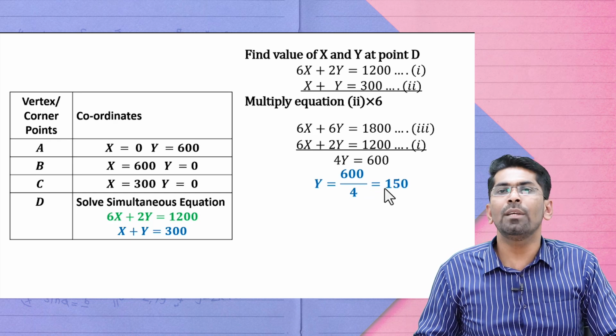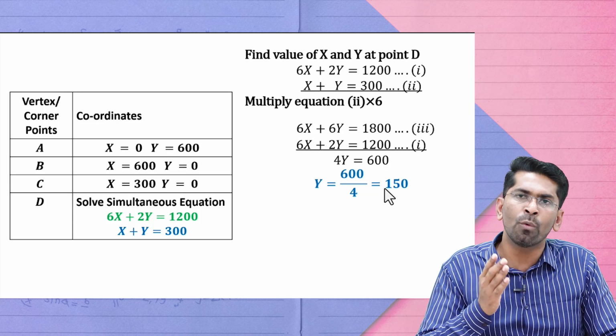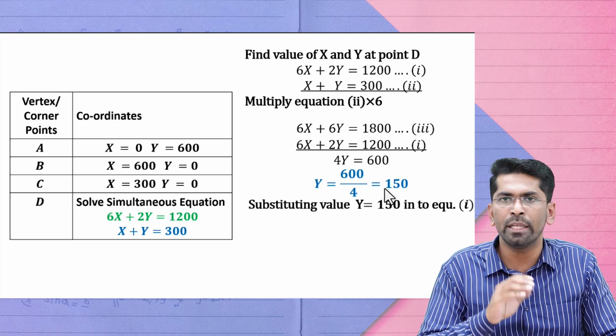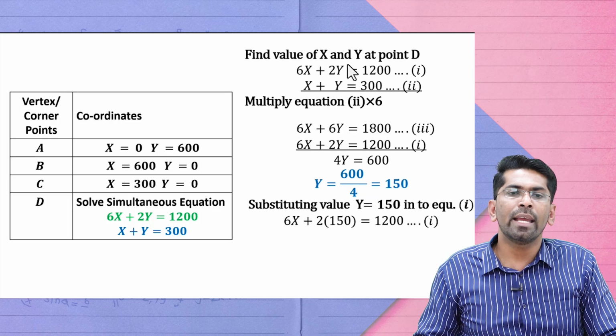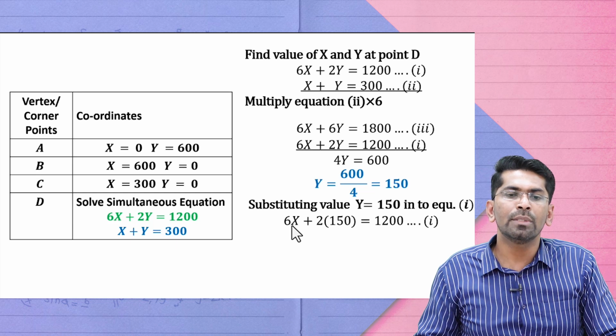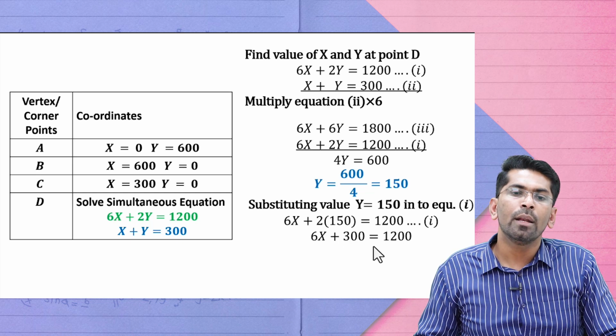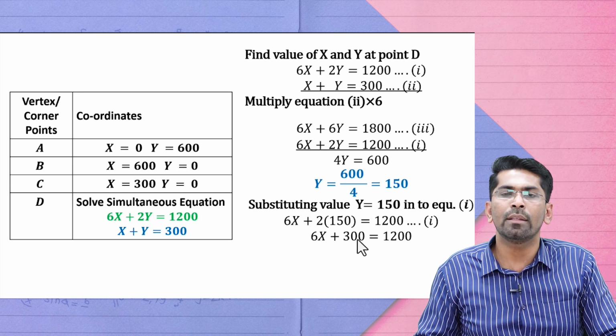So when the value of y is equal to 150, we can substitute the value of y in the equation number 1 or 2. Here we are going to substitute in the equation number 1, that is 6x plus 2y is equal to 1200. So I am substituting here the value of y is equal to 150. So it will become 6x plus 2 into 150 which is equal to 1200. So if you go for simplifying it, 6x plus 2 into 150 which is equal to 300, which is equal to 1200. Now we are going to subtract the 300 from both sides of the equation so that 300 can be cancelled out.